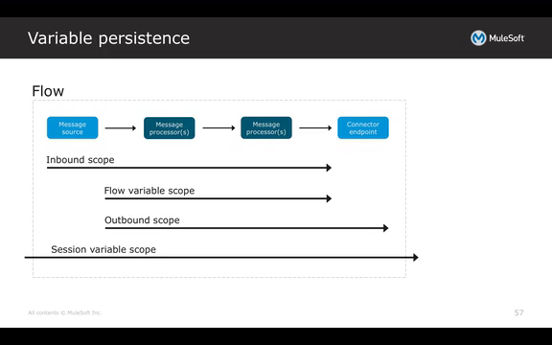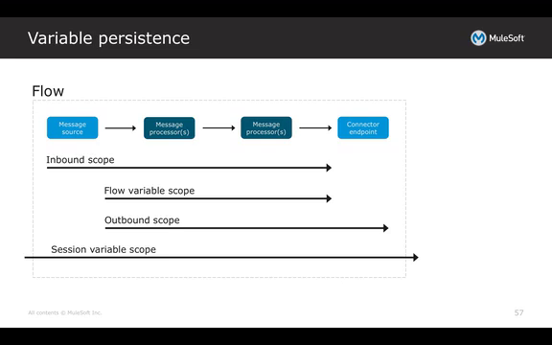Variable persistence. Now that we've seen properties both inbound and outbound, two types of variables, sessions and flows, what does the persistence look like? Well, the inbound scope, as we learned, is going to be set on the message source. So theoretically, those inbound properties are available before the message enters Mule, but once they hit that message source, they become part of the inbound properties or inbound scope. And then those inbound properties are available for all the subsequent message processors.